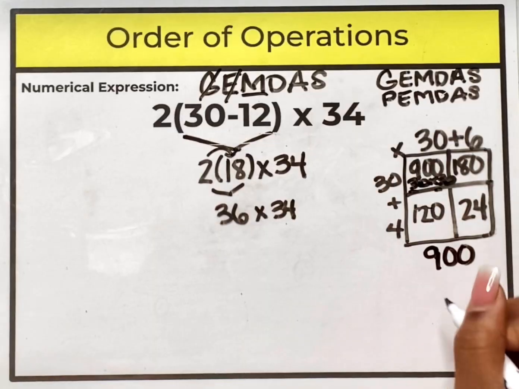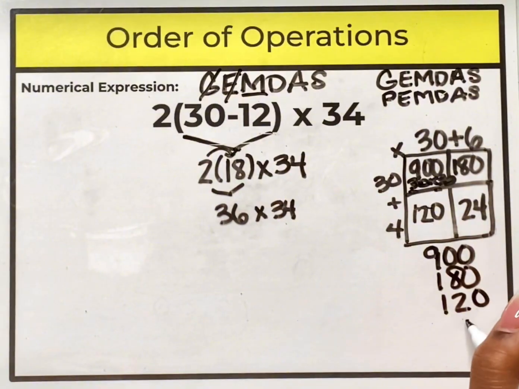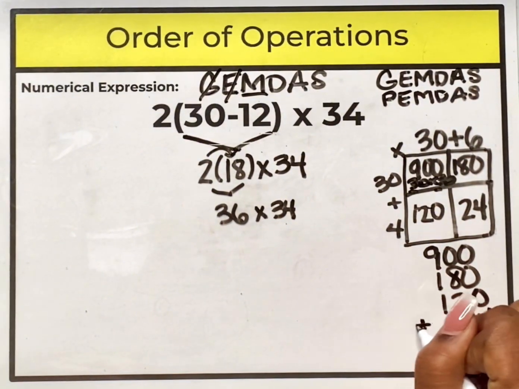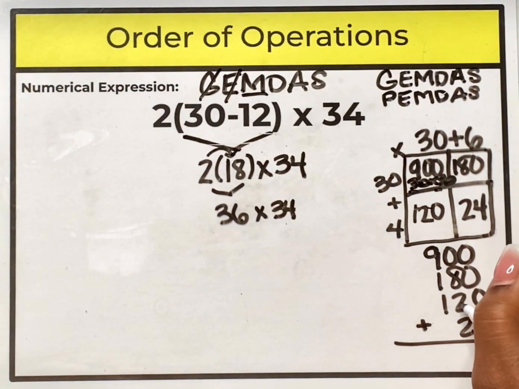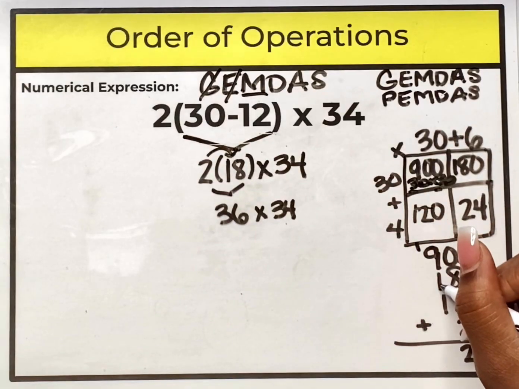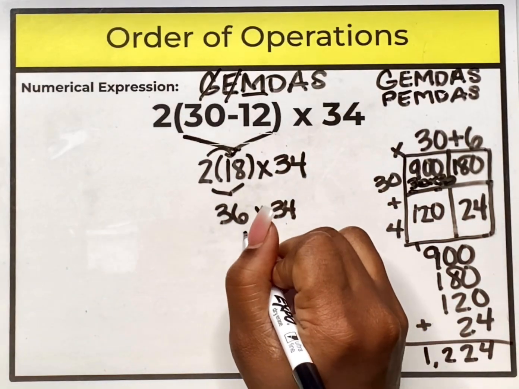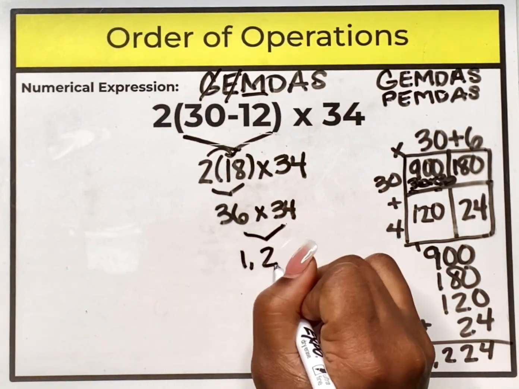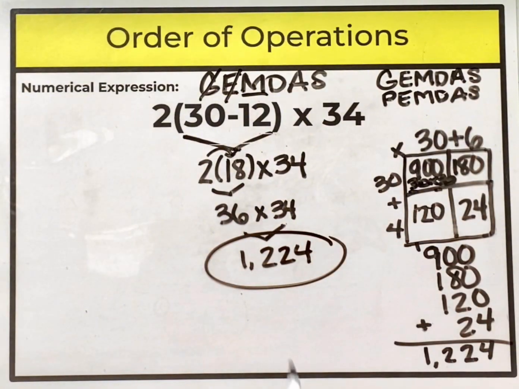900, 180, 120, 24, and I'm going to add them up. 4, 8 plus 2 is 10. 10 plus 2 is 12. 2 carry the 1. 9 plus 1 is 10. Plus 1 is 11. Plus 1 is 12. 1,224. So that is the value of this numerical expression.